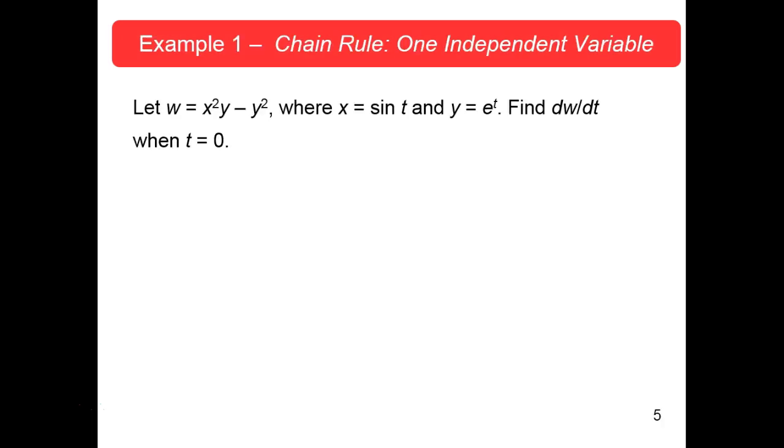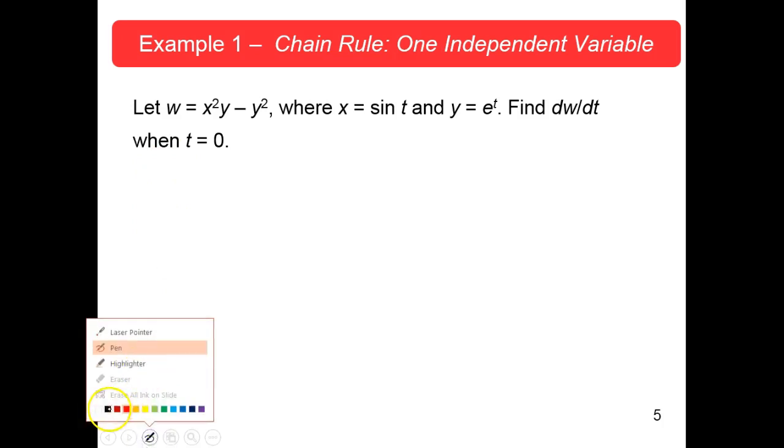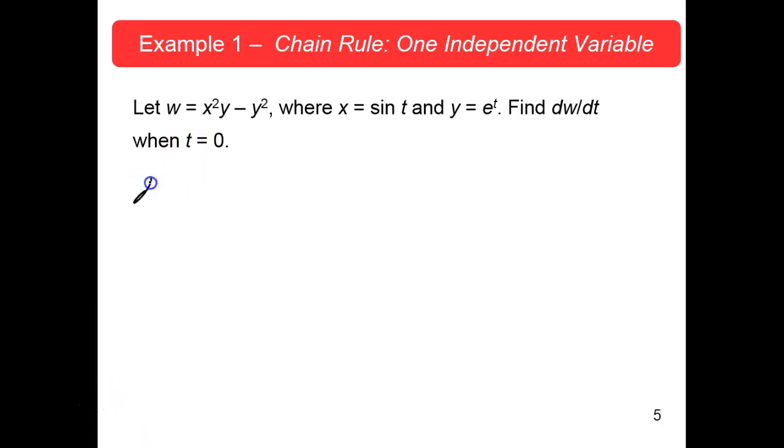So let's try it. Okay. Let w equal x squared plus y minus y squared, where x is sine t and y is e to the t. Find dw/dt, which is correct, when t is equal to 0. So let me get my pen set up. So what would be dw/dt?